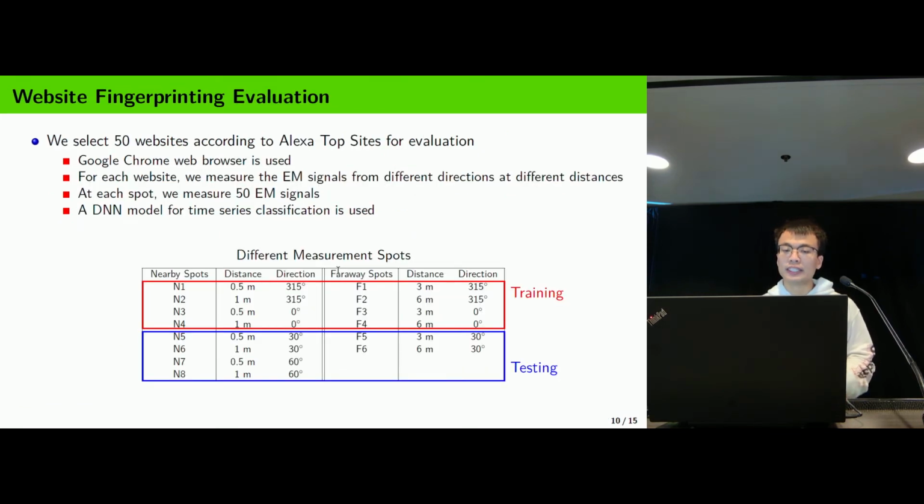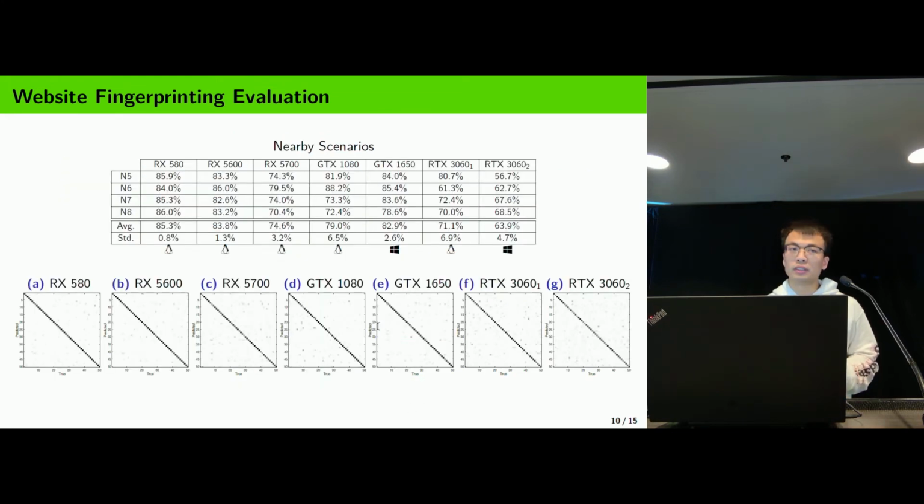To evaluate this attack, we selected 50 websites to be opened in the Google Chrome browser. For each website, we collected the signals at different spots defined by the distance and the directions. At each spot, we collected 50 EM traces to train a DNN model and classify the time series data. We used the data collected from 2 directions for training and the data collected at the other directions for testing. Now let's see the results.